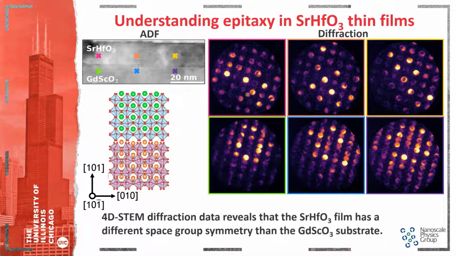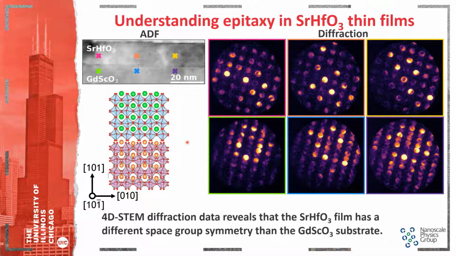So the top is the film and the bottom is the substrate. In the cursor analysis, we can see that the film has a different space group symmetry than the substrate, which is unexpected.